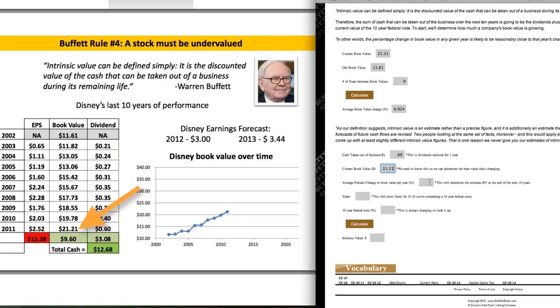So we're going to put that in. And again, make sure you don't use any dollar signs or percents in here. Just put in the raw numbers. The average percent change in book value per year over the next 10 years.